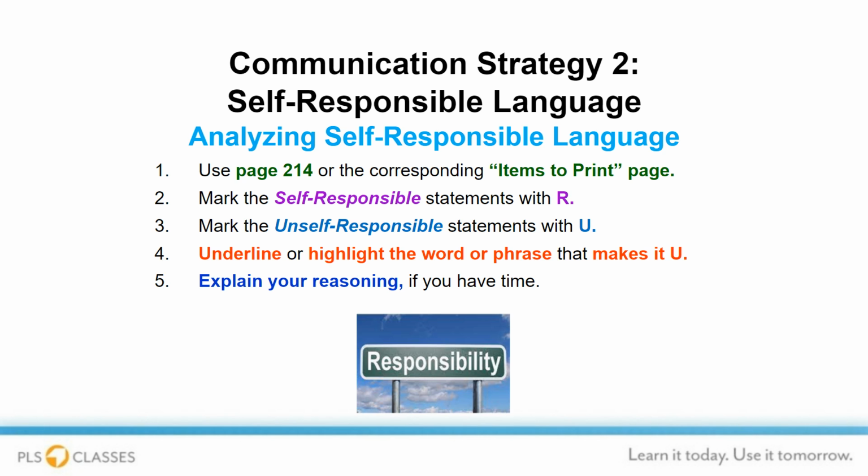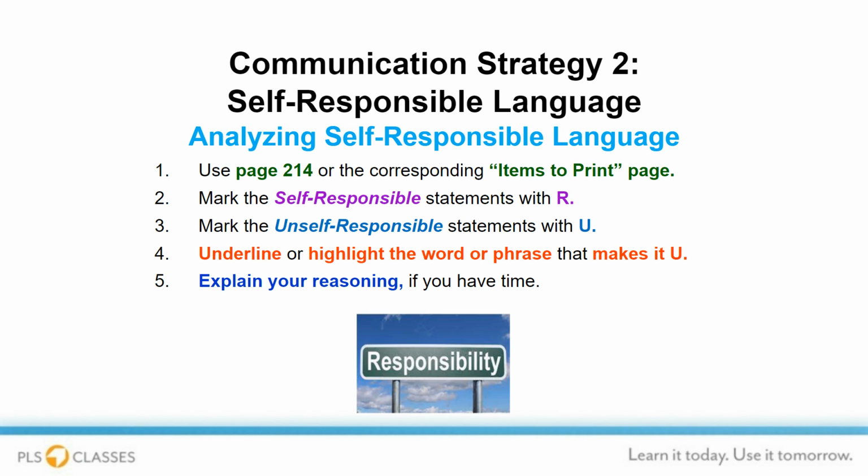Now that we have just discussed self-responsible language and the limiting language I can't, just try, and make me, let's see if you can recognize the difference between self-responsible language and unself-responsible language. Please locate page 214, Analyzing Self-Responsible Language. Use this page or the corresponding items to print page and work individually.